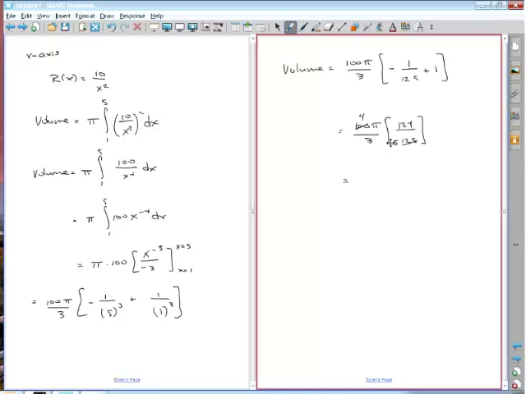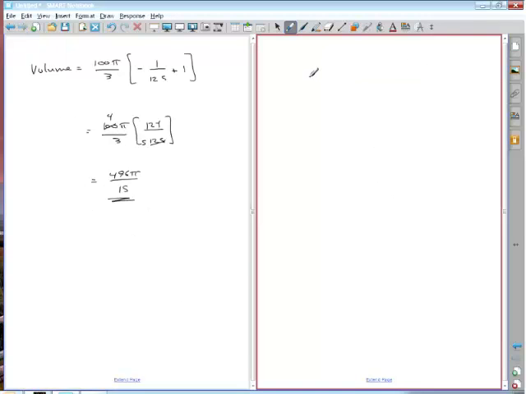So 4 times 124. 4 times 124 is 496. So we get 496 pi divided by 15. And that's the answer. So that's about the x-axis. Okay, so we'll go to the next part.